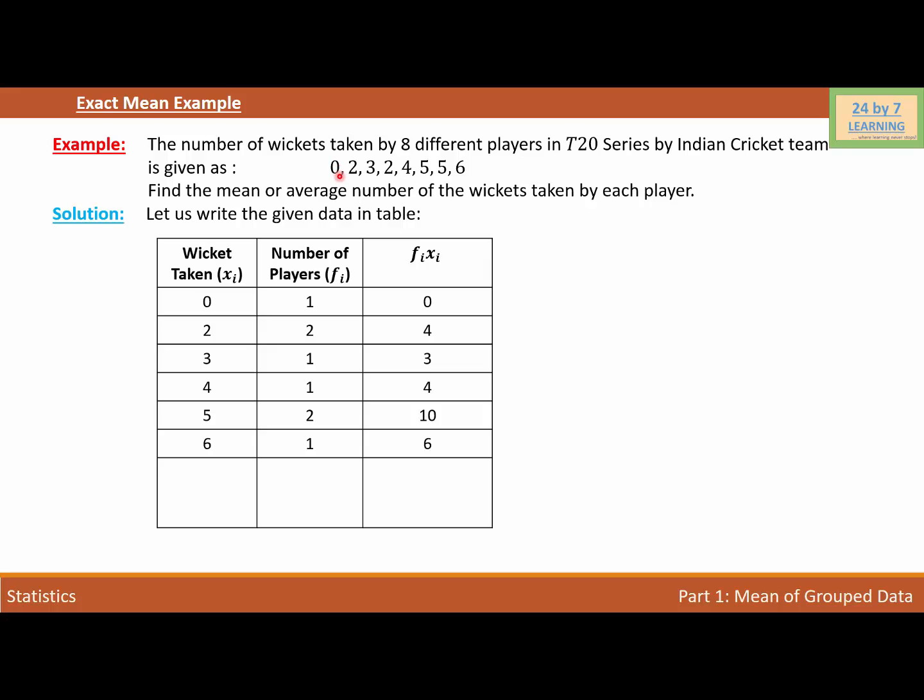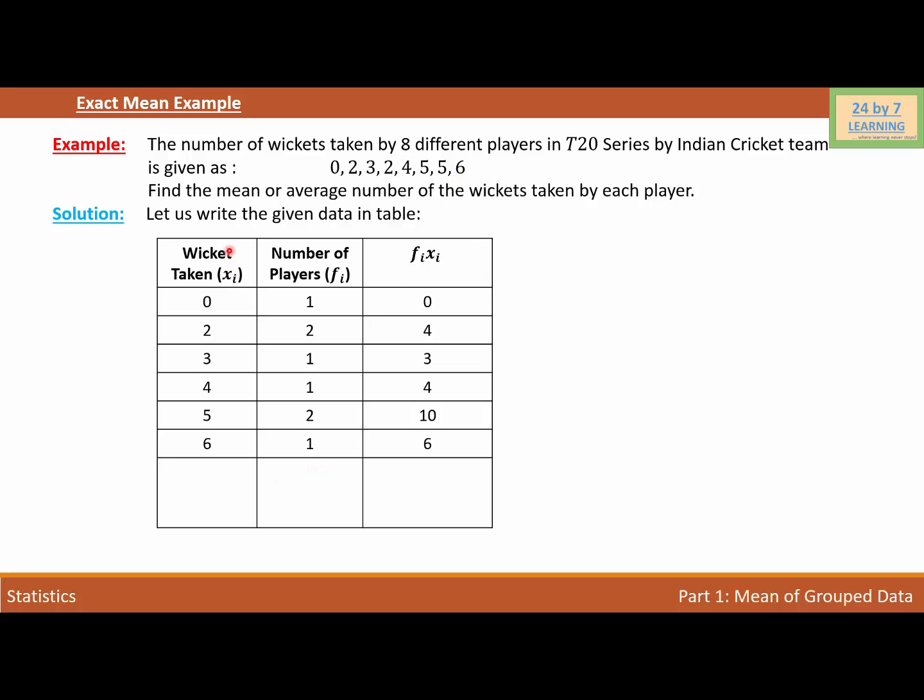If you look at the numbers, there's only one player who did not get any wickets, so I will write 1 next to 0. There are 2 players who got 2 wickets, which is over here. There's only one player who got 3 wickets, and 4 wickets were taken by only one player. But there are 2 players who got 5 wickets, and only one player who got 6 wickets.